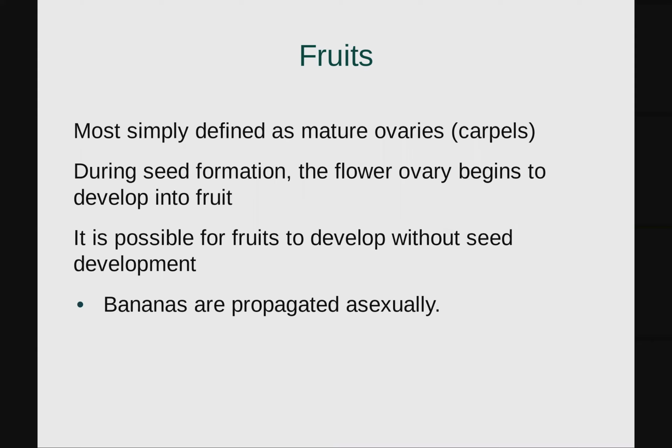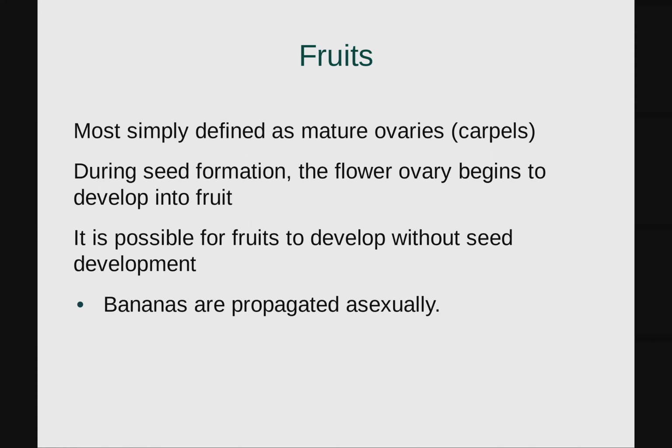So now with our angiosperms came the evolution of one of the best things about plants, which are fruits. Now, fruits are simply defined as mature ovaries or carpels. So when you eat an apple, all you're eating is a mature ovary. That's it. When you eat a mango, mature ovary. But within that fruit, you have seeds. Now, the way fruits form is that during seed formation, the flower ovary begins to develop into a fruit, which is kind of a weird thing.